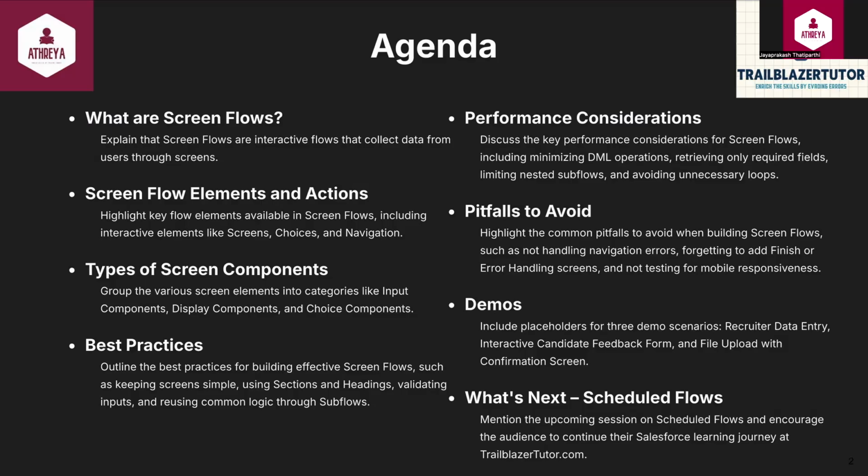After that, we will go through some best practices for designing effective screens. We will talk about keeping screens simple, grouping related information with sections, validating inputs before moving forward, and reusing logic by calling subflows. These practices ensure that your flow is both easy to use and easy to maintain. Then we will discuss how to keep your screen flows performant and efficient. We will learn why it is important to minimize unnecessary DML operations, retrieve only the fields you need, and avoid deep nesting or unnecessary loops, all of which help your flow run faster and smoother.